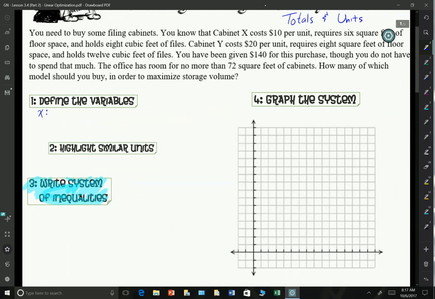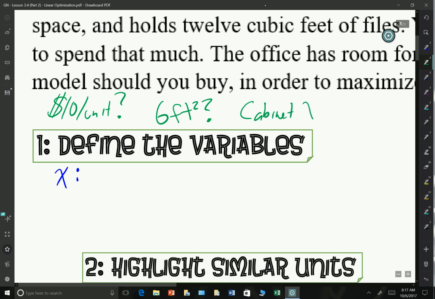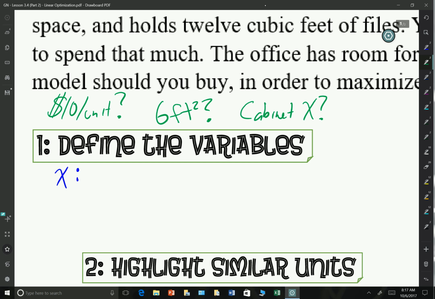$10 per unit. So let's just make a list. We'll figure out what people think. X represents $10 per unit. Anybody else with an idea? Anything else? 6 square feet. You think X means 6 square feet? You said $10 per unit. What does X represent? Cabinet X. Cabinet X? Anybody else have an idea of what X may represent? So if you can't define your variables, can you write a system of inequalities? That's why it's the most important part. Now, the closest one is cabinet X.